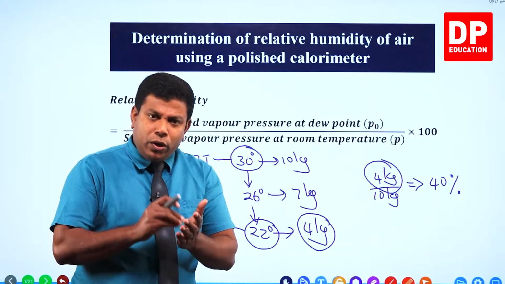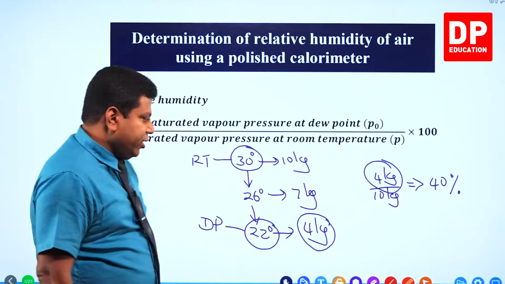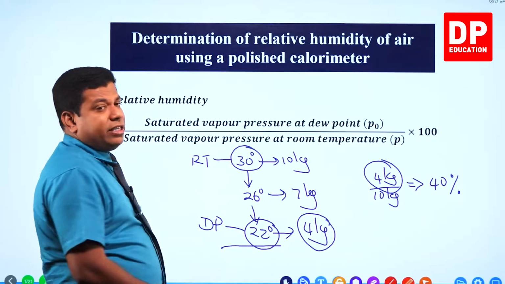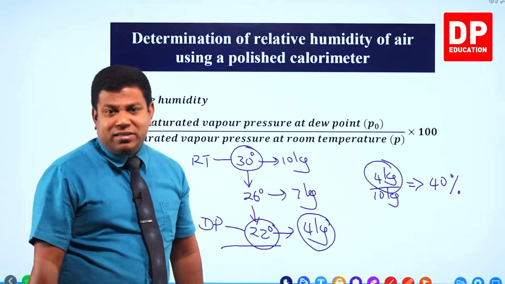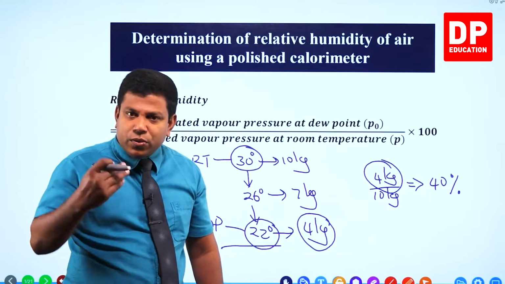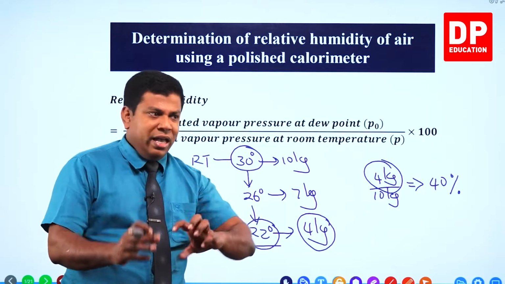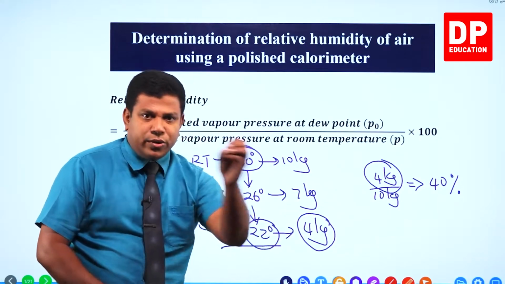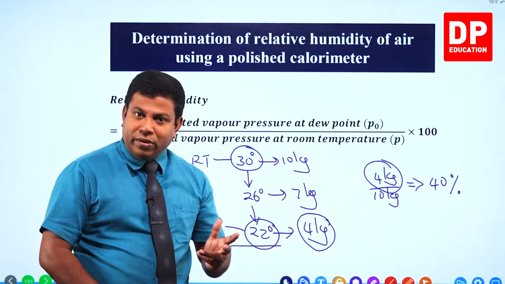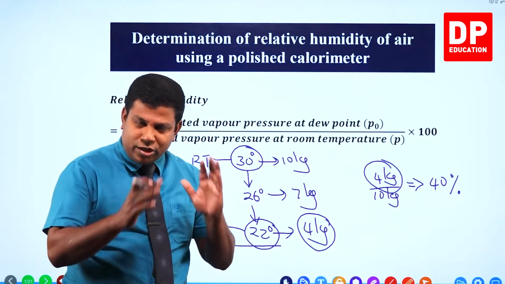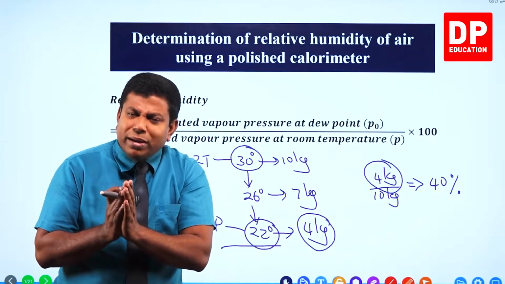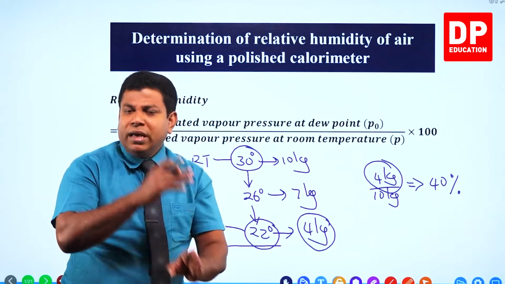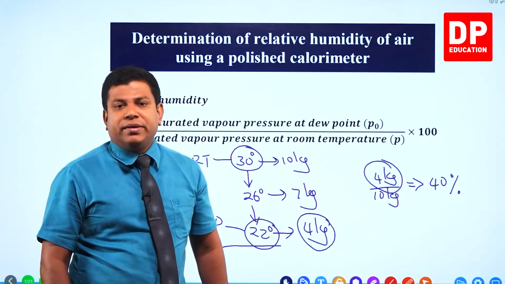So what we are going to do in this experiment is nothing much, just finding the dew point. Because if we know the temperatures, there are tables or graphs giving the saturated pressure at each temperature. We can use the graphs or the tables to find what the saturated vapor pressure is at 22 degrees and at 30 degrees. Saturated vapor pressure depends only on temperature. So if you know the temperature, you can find the saturated vapor pressure. There are standard tables for it.